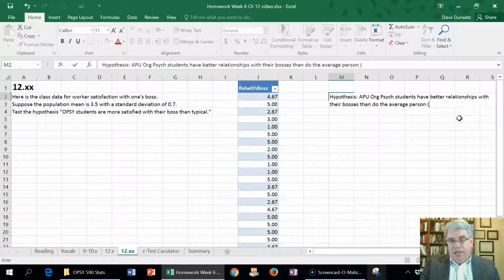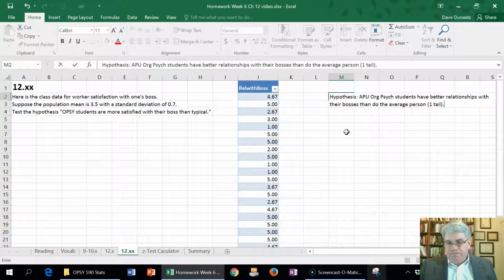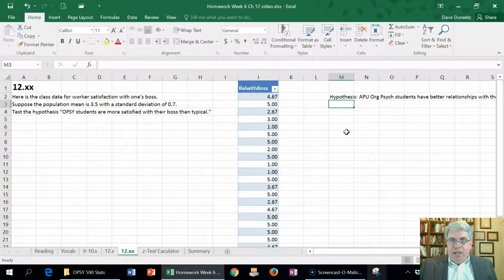So this is a one-tailed test. This is a one-tail hypothesis. If we hypothesized that they had worse relationships, that would be one-tailed. But if we simply predicted that they had a different average, that would be two tails, because it could go off in any direction. All right, so that's our one-tailed hypothesis.